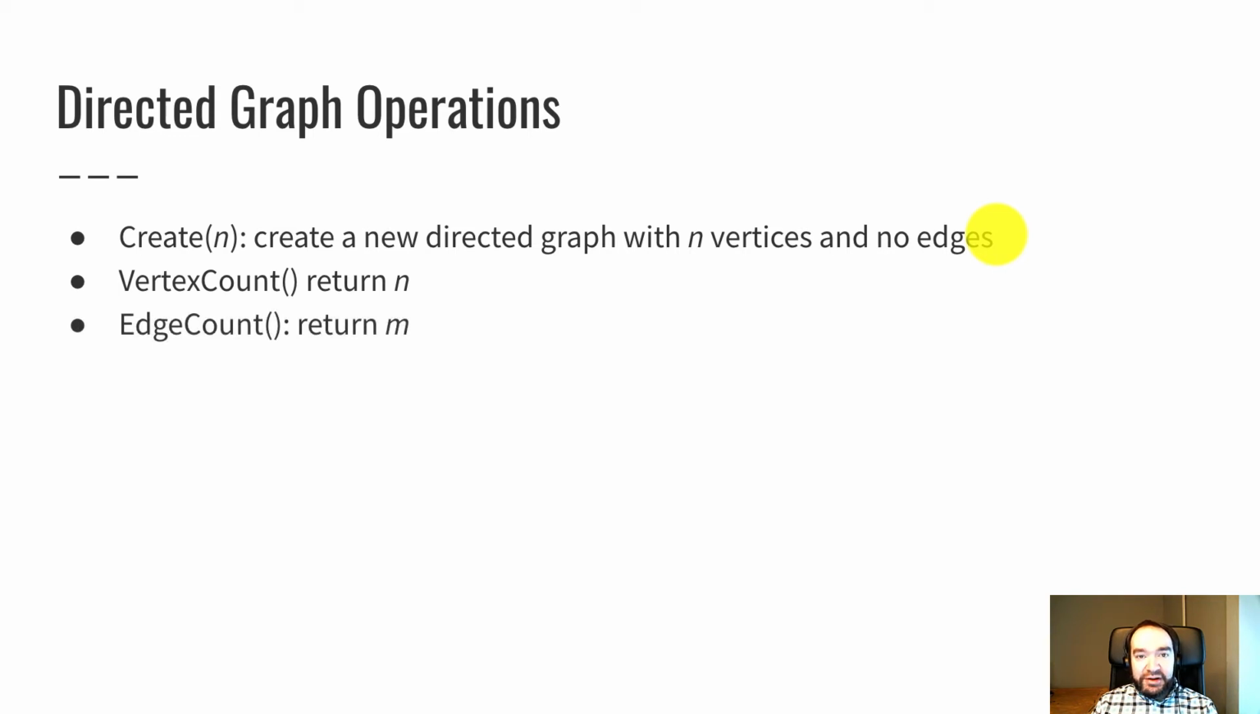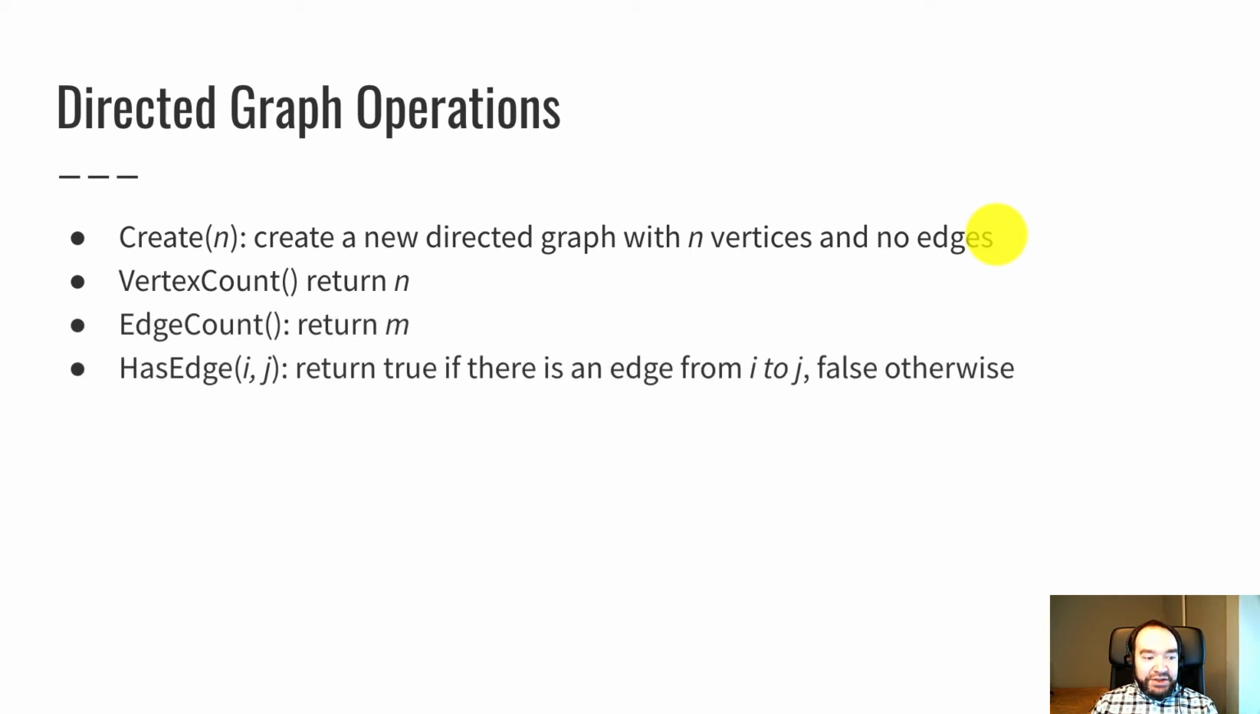Edge count returns the number of edges. Has edge i j returns true if there is an edge from i to j, false otherwise. So i and j need to be legal vertex indices. i has to be 0 through n minus 1, and j has to be 0 through n minus 1, and those define a pair of two vertices that might have an edge. Has edge returns true if there is an edge from i to j, false if there's not an edge from i to j. Remember that this is a directed graph, so has edge needs to pay attention to the order of i and j. It's from i to j.